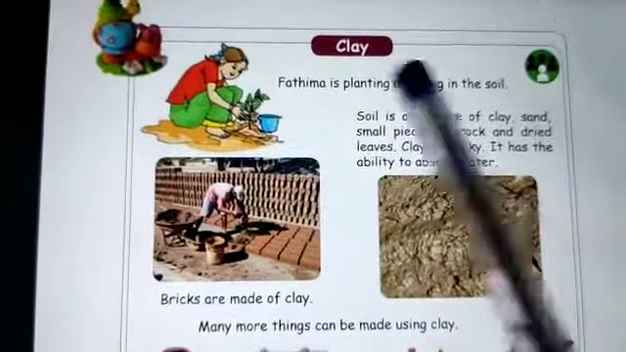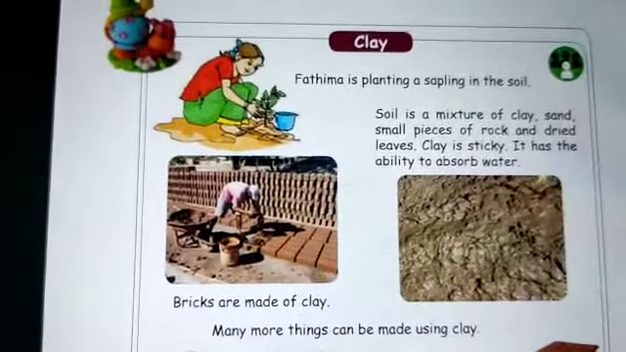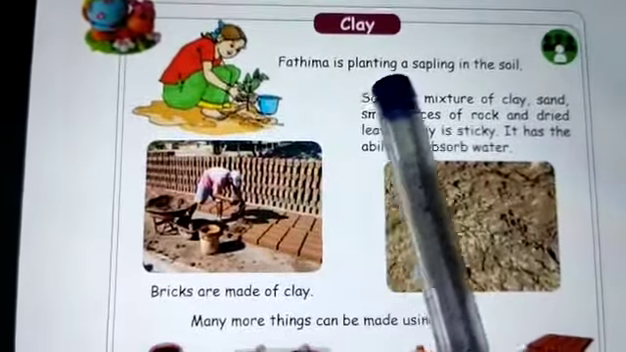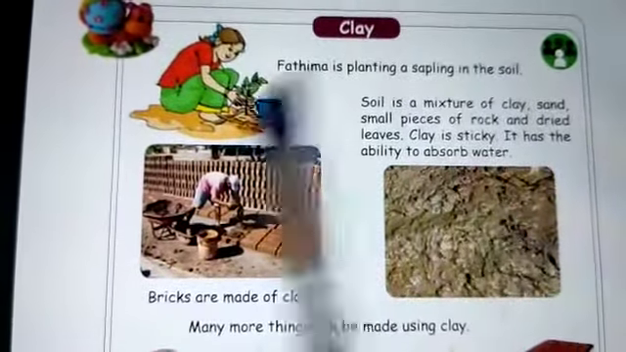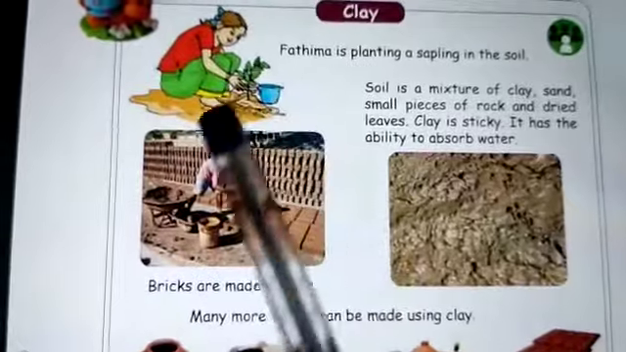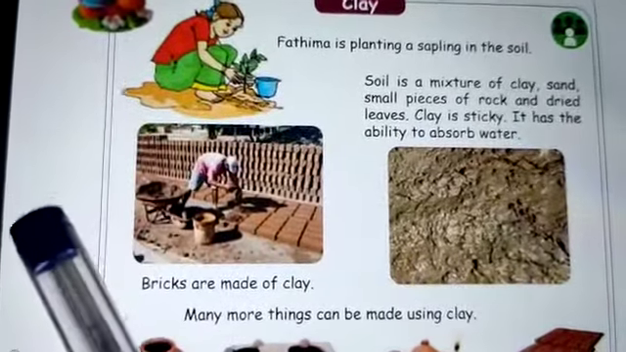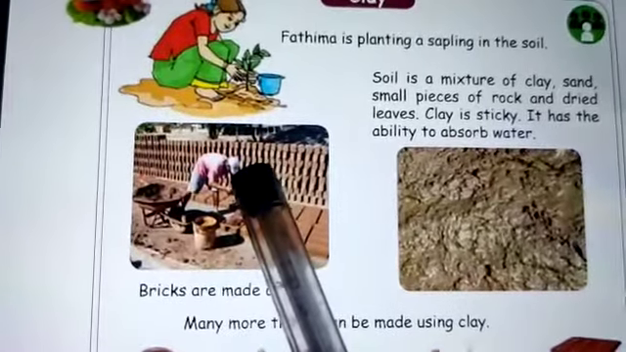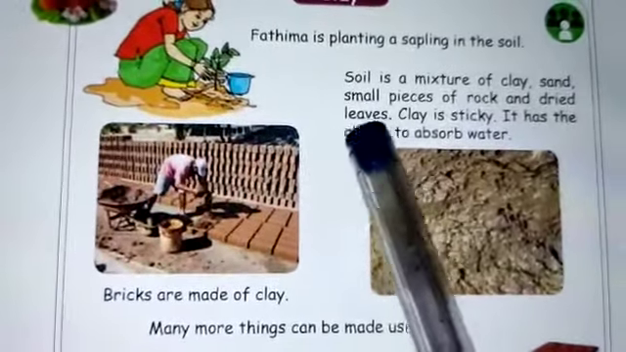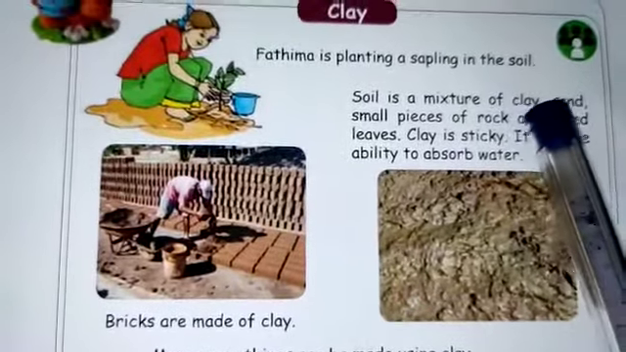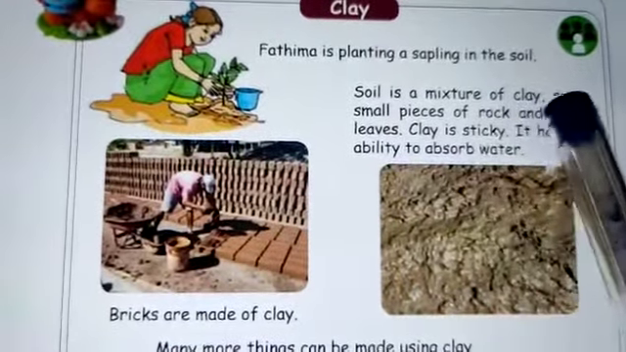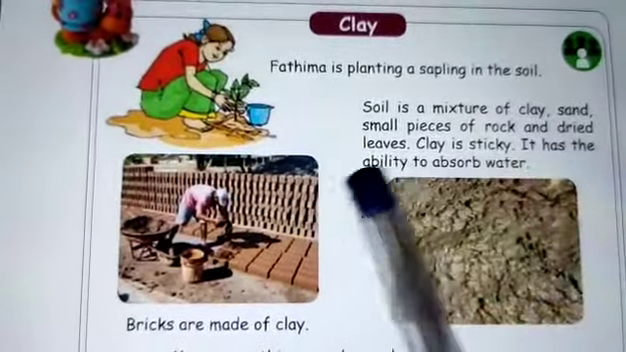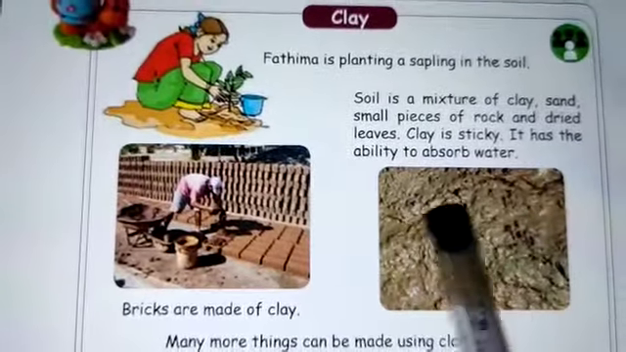The next thing is clay. What are the uses of clay? Let us see. Fatima is planting a sapling in the soil. The clayey soil is used to plant trees. It is very useful for the plants to grow well. Soil is a mixture of clay, sand, small pieces of rock and dried leaves. Clay is sticky. It has the ability to absorb water.